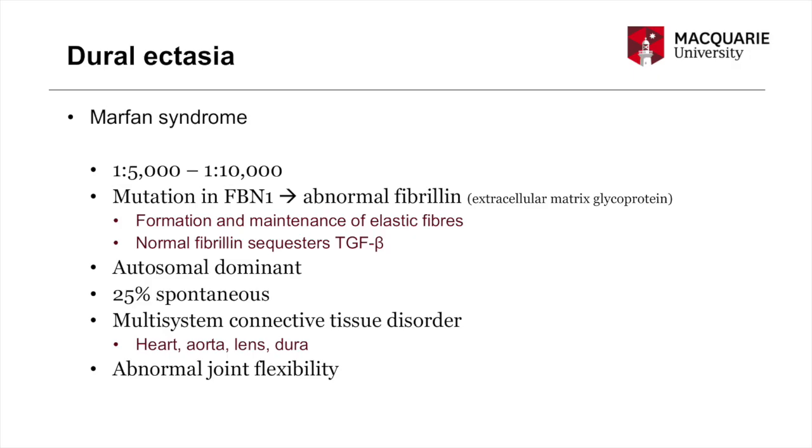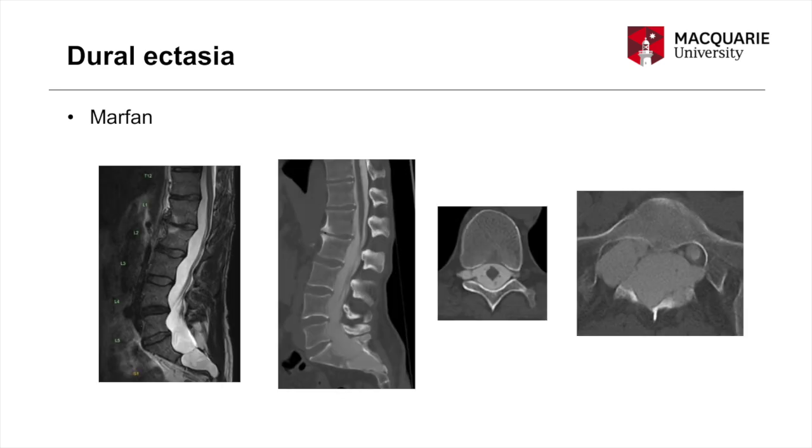It's an autosomal dominant disorder, although in about 25% of them, it's a spontaneous genetic mutation. It's a multi-system disorder. So although we're focusing here on dural ectasia, they have many other system problems. So here's an example of Marfan syndrome, typical ectasia, dural enlargement in the lumbar and sacral spine, but it's with associated nerve root cysts as well as the overall dural ectasia.